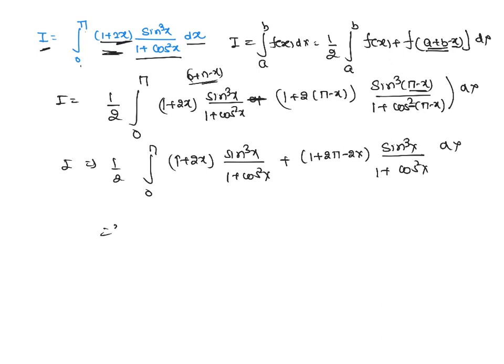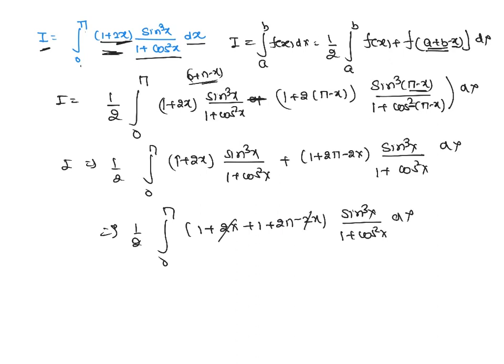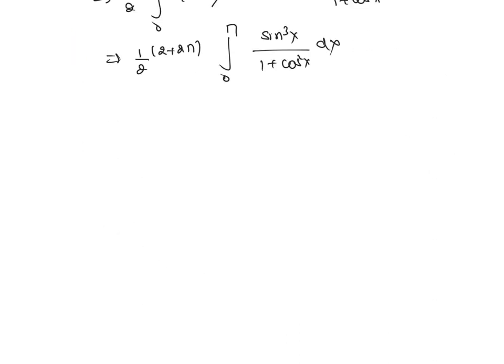So if I take 1 by 2, 0 to pi as it is, this will come 1 plus 2x plus 1 plus 2 pi minus 2x, and this is common, sine cube x divided by 1 plus cos square x into dx. So the 2x is getting cancelled. What will come? 1 upon 2, 1 plus 1 is 2. 2 plus 2 pi we can take outside. 2 plus 2 pi, correct. 0 to pi sine cube x divided by 1 plus cos square x into dx. So we can write as what?